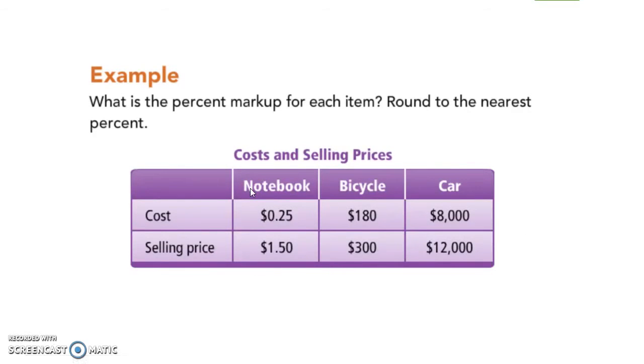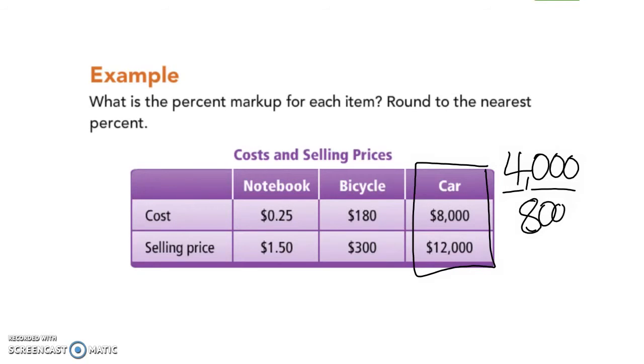So here, let's just try one item because we're almost out of time. If I was finding the amount of markup for the car, first I want to figure out how much it's been marked up. So I'm going to subtract the prices. The amount of change in the price is $4,000. This works just like percent of change. The original price was $8,000. That was that original cost to produce the item.